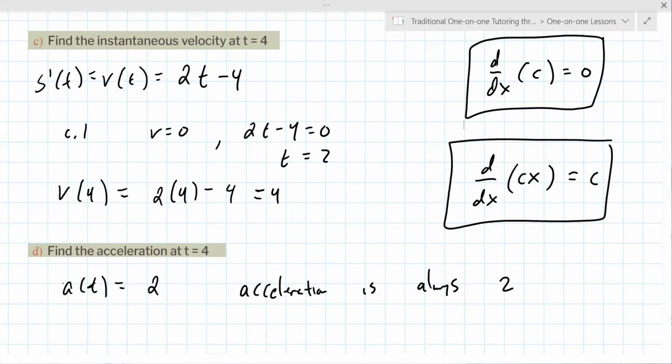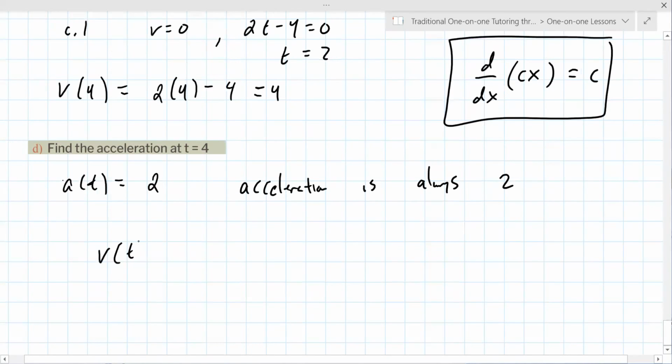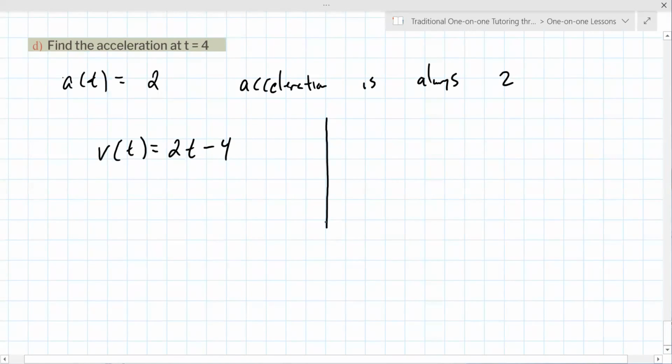Describe the motion of the particle. So let's look at the velocity graph here. We said velocity is 2t minus 4. So the graph of that, let's see if I can get a good clean graph of that. We're starting at minus 4. We'll go right there, minus 4. And then we're going up 2, up 2, up 2, up 2.